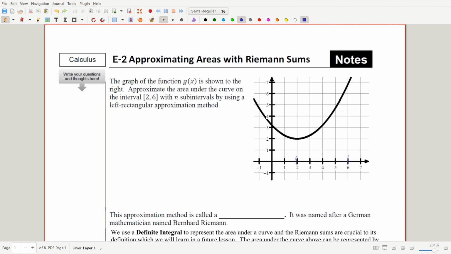It depends on which side of the rectangle you want to go up to the curve with. So this says to use a left method. So I'm going to draw each of my rectangles from 2 through 6 by going up to the curve on the left and then coming over to the right.